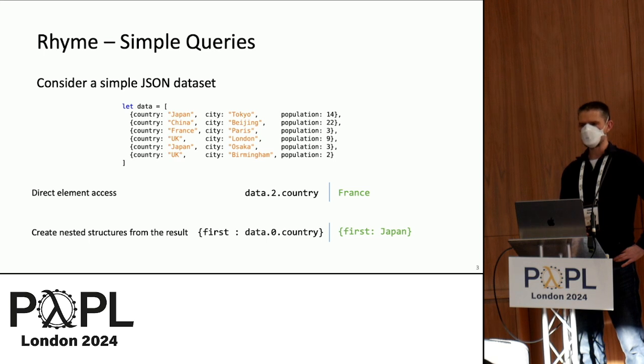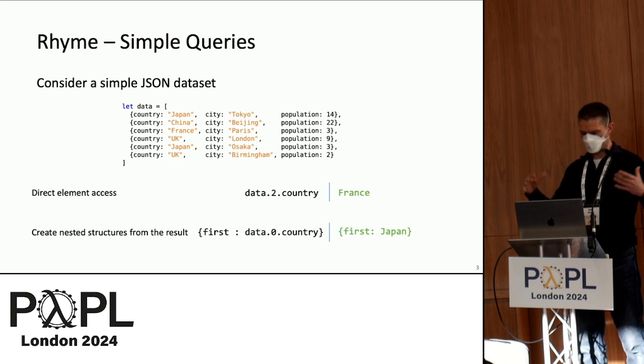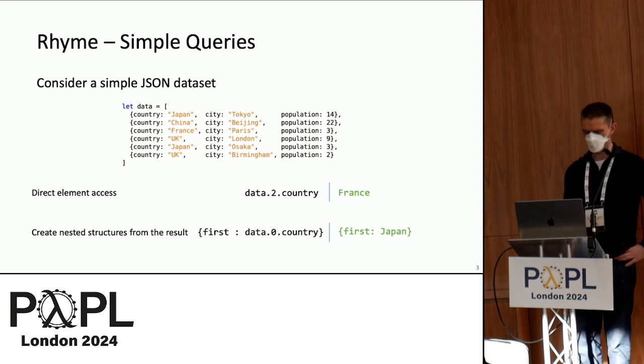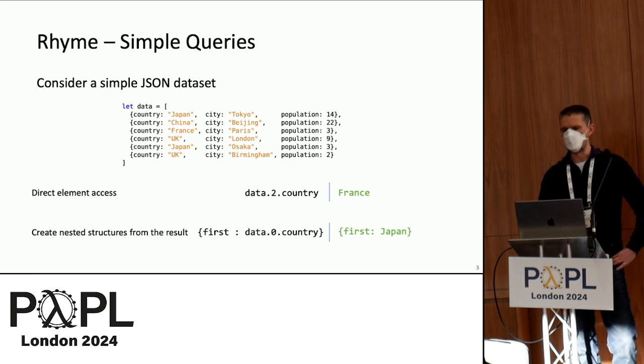Or I can also create a new nested structure as a result. So maybe I want to wrap my query result in another object. So I can build a new object with a key first and then say, I want to get the 0th element and then the country. And then I get back something like a JSON object that maps first to Japan. So, pretty boring so far.